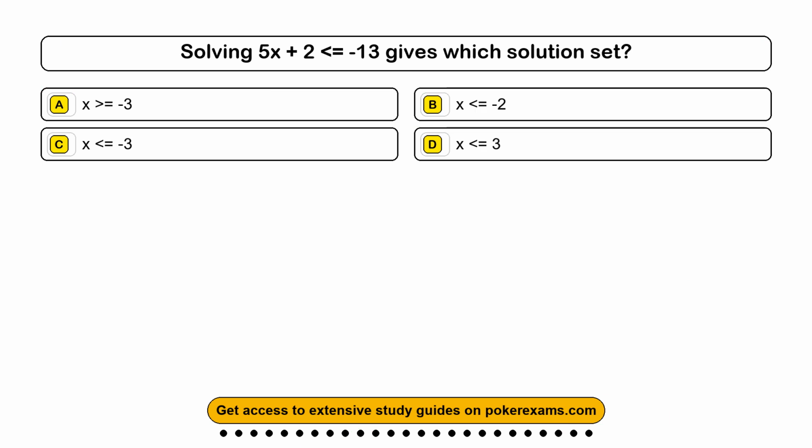Question 10. Solving 5x plus 2 equals minus 13 gives which solution set? Option A, x equals minus 3. Option B, x equals minus 2. Option C, x equals minus 3. Option D, x equals 3.